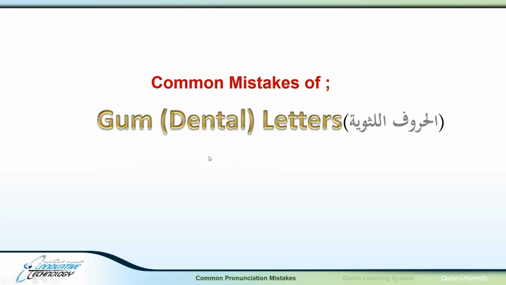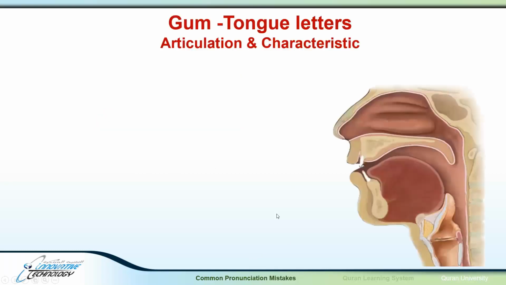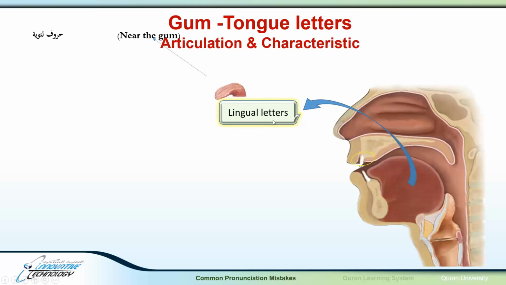Now we are going to discuss the common mistakes of the dental letters, al-huruf al-lathawiyya, the gum letters. The gum letters are actually a group of the lingual letters, and they articulate at this area, at the gum, and hence the name. The first one of those is the dha.